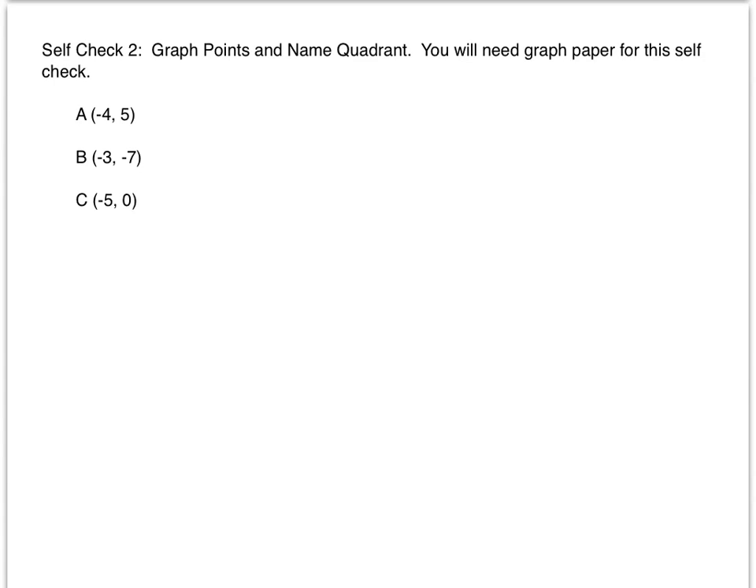Now it's your turn to graph some points and name quadrants. In Self-Check 2, you will need graph paper. Graph A (negative 4, 5), B (negative 3, negative 7), and C (negative 5, 0), and then state which quadrant they're located in.